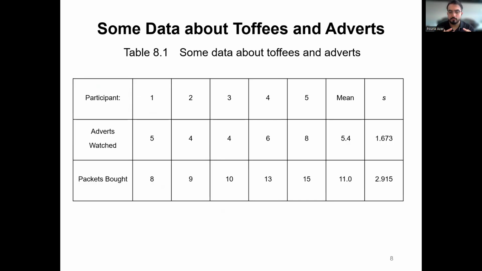So let's say here we have an example. We have 5 participants and two variables. Those two variables are continuous variables, which means they are numerical variables. For example, here we have two variables, adverts watched and packet spout. So we have two continuous variables here, 5 participants, and we have the mean for each variable and the standard deviation for each variable. In this table, S stands for standard deviation. This is the table we have.